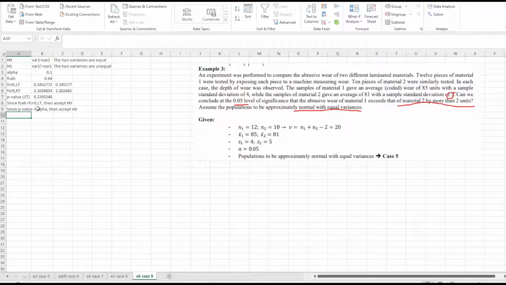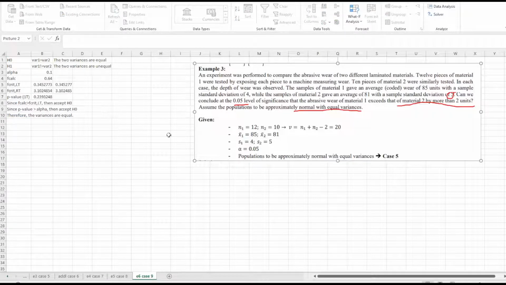So therefore, conclusion natin, the variances are equal. Okay? So, justified yung original na statement, or assumption, na we approximate na equal yung variances dito. And we have shown na equal nga sila na variance.